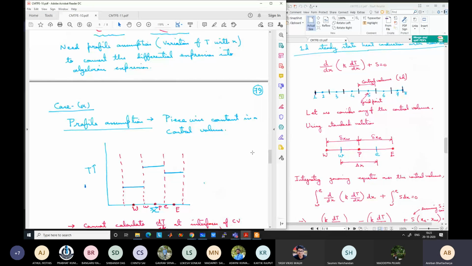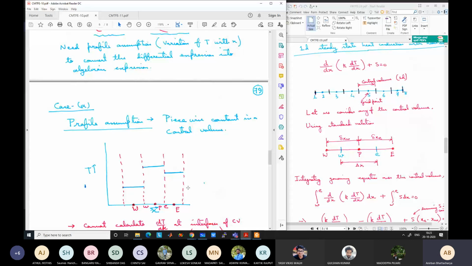So why could we not take this piecewise constant profile? New MTech students, old students already know. Yes, due to discontinuity. There is discontinuity. The temperature itself is discontinuous, so the derivative cannot be calculated. It does not exist.